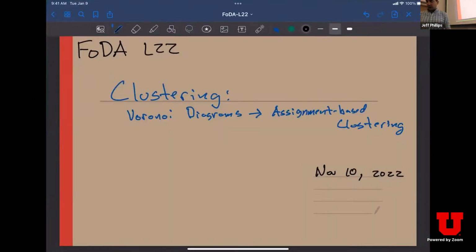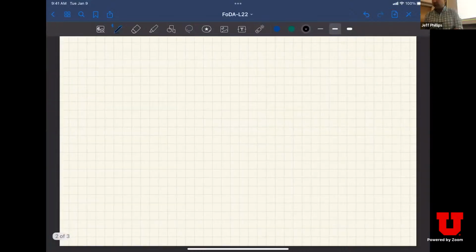Okay. So clustering. What we're going to talk about today specifically will be a slight foray into a computational geometry view of things called Voronoi diagrams, and this will help explain the underlying geometry of assignment-based clustering. But first, so what is clustering? What is clustering?